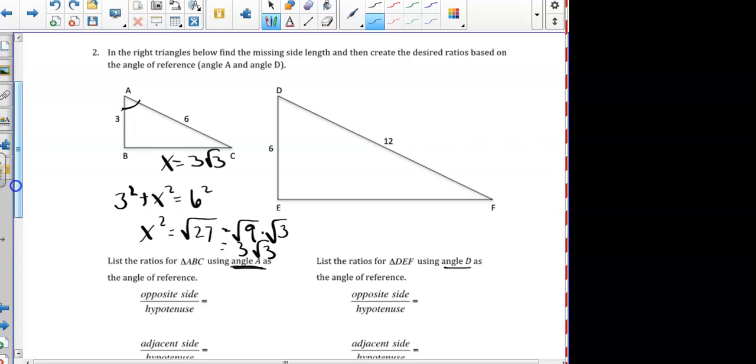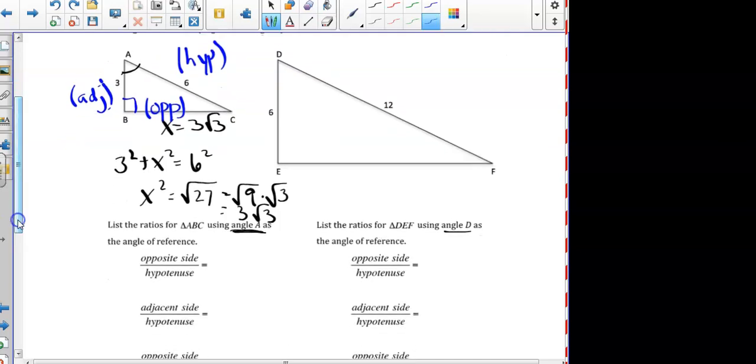From angle A, the first thing we should do is label the opposite side, the adjacent, and the hypotenuse. The opposite side of A will be side length BC. The adjacent side to reference angle A will be the length of 3, or AB, and the hypotenuse will be side length AC. Recall that it is opposite the right angle. So now what we're asked to do is write our ratios.